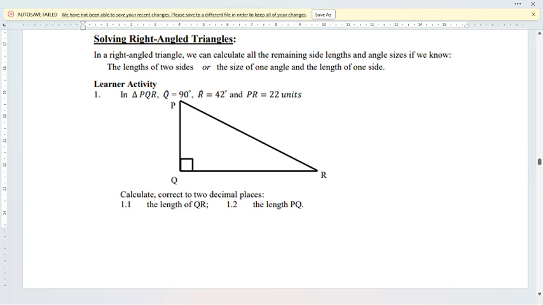Is that clear? Right now, what we do here means everything is solved by taking a right angle triangle. We use the trig ratios and the Pythagoras theorem.